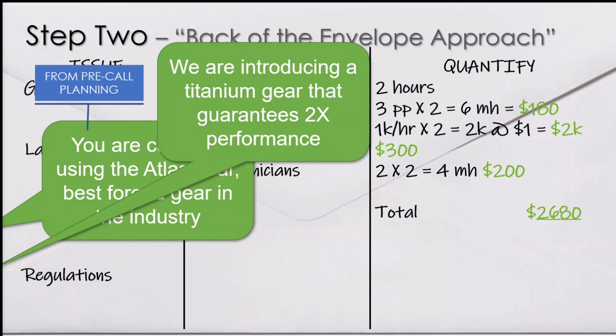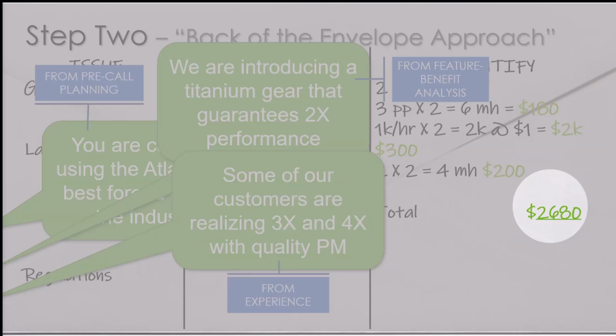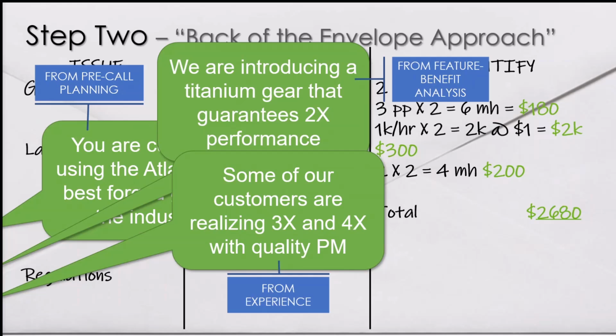You could even go further and say some of our customers are realizing 3x and 4x when they do quality preventative maintenance. Now you look at your feature benefit analysis for the guarantee. From experience, you know that some of your other customers are realizing this additional savings. Would your customer that you're talking to right now do that? Of course they would, because they're buying expensive gears. They're buying the best possible gears. What we want to look at here is the total cost of the problem. And then the customer can see it makes a lot of sense to pay twice as much for a gear.